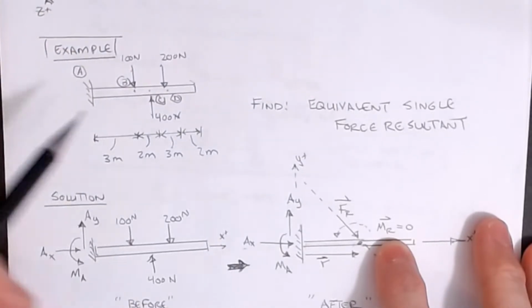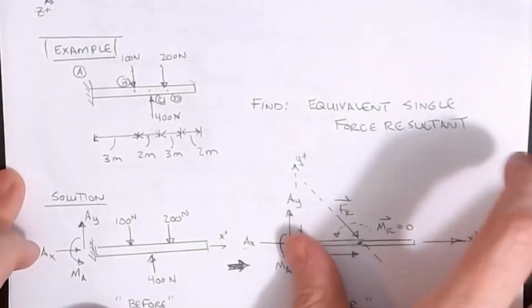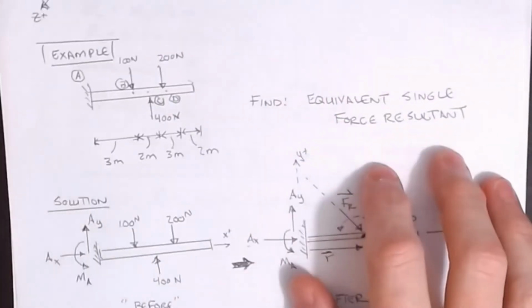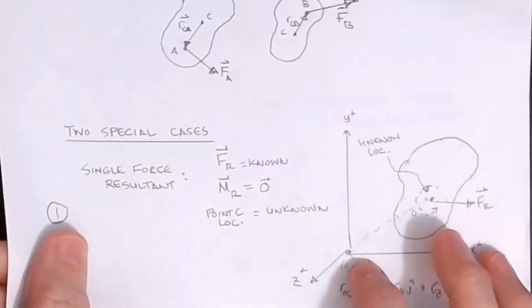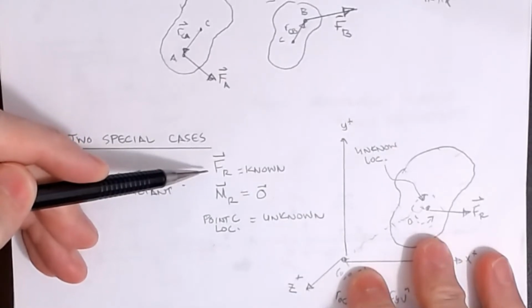So what we want to find is our equivalent single force resultant. If you remember, what we said on our previous page was that there were 3 things that we knew, or 3 pieces of data about equivalence.